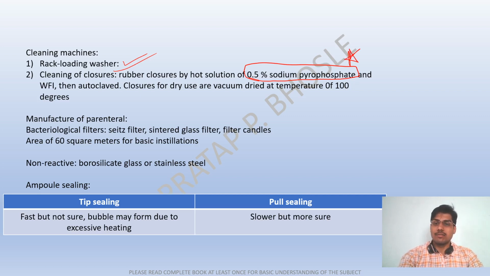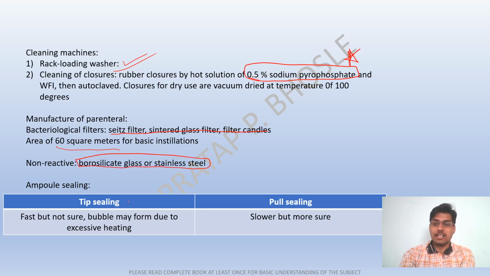Then manufacture of parenterals. Bacteriological filters, sieves. Which are those bacterial filters? Sieve filter, sintered glass filter, filter candles. Area of 60 square meters for basic installation. कितना एरिया चाहिए? 60 square meters. The non-reactive materials are borosilicate glass or stainless steel.